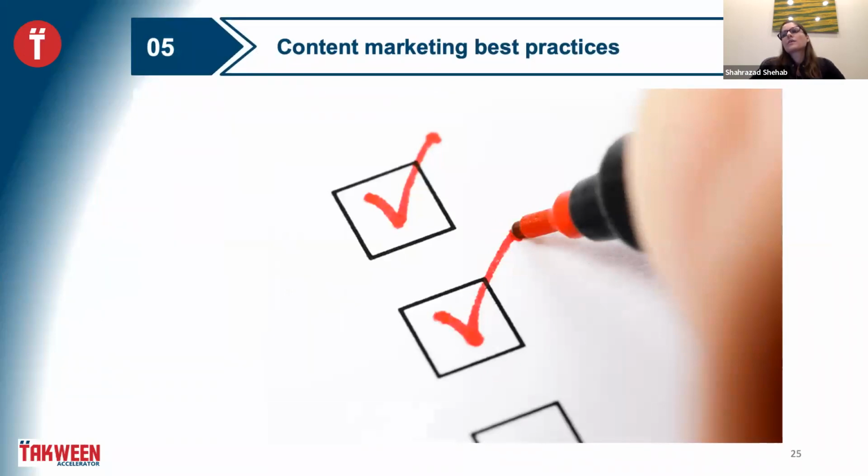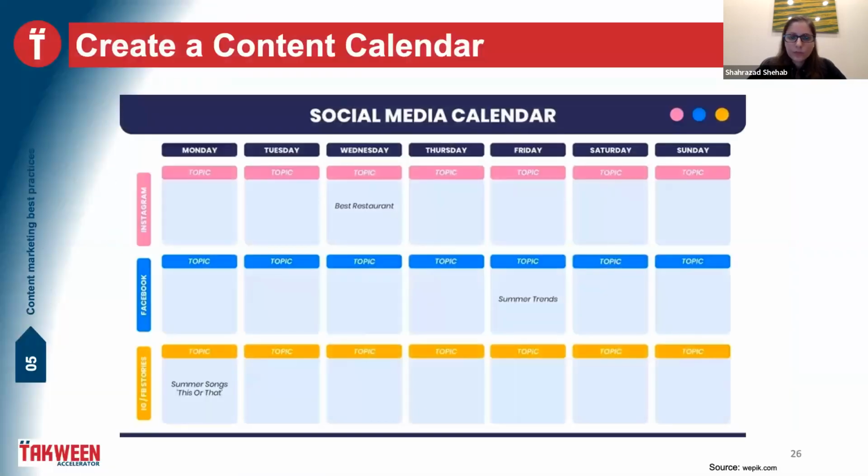Our final topic is some content marketing best practices. Create a content calendar. A content calendar helps you plan and publish upcoming content. It makes it easier to collaborate as well with your team and keep everyone on the same page. And it gives you a big picture overview of your upcoming stuff. Now, the picture that you see here on the screen is one sample. You can design your own content calendar the way you like, and you can use Excel to do that.